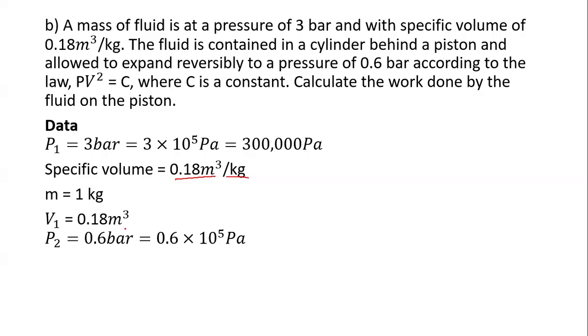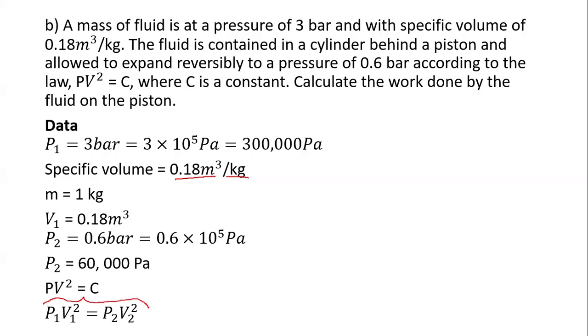Pressure 2 is 0.6 bar, meaning 0.6 times 10 power 5. So when you do that, you get 60,000. PV squared is equal to C. That's the law we are using, meaning that P1 V1 squared is equal to P2 V2 squared. This is the formula we've been told to use. With this in mind, let's calculate the work done.